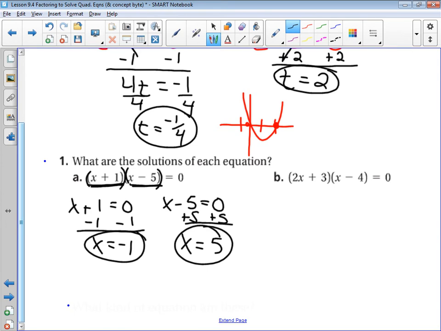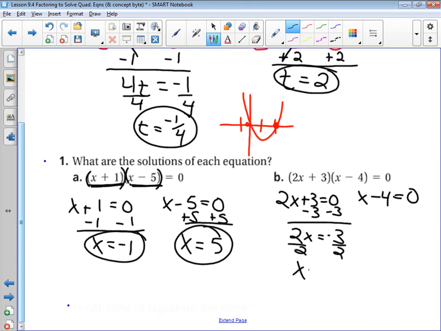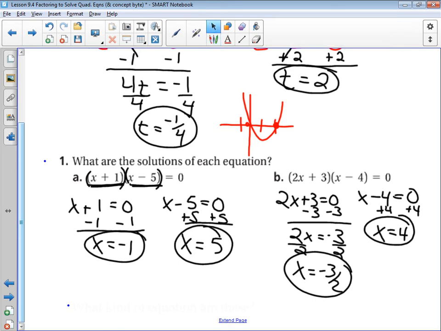In the second problem, part B, I do the same thing. I just take each of these binomials and set it equal to 0. In the first one, I subtract 3 from both sides. I get 2x equals negative 3, and then divide by 2. In the second one, I add 4 to both sides, and that's my answer, x equals 4. So the solution for this one, negative 3/2 and 4. And as you can see, this is just a simple solving of algebraic equations.